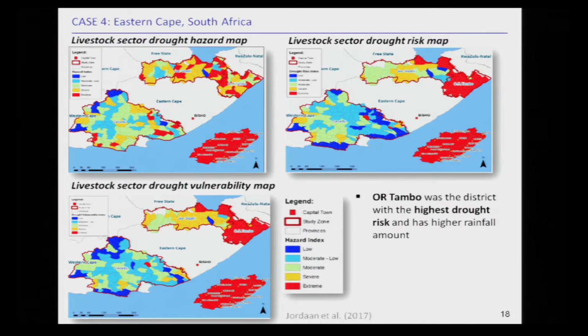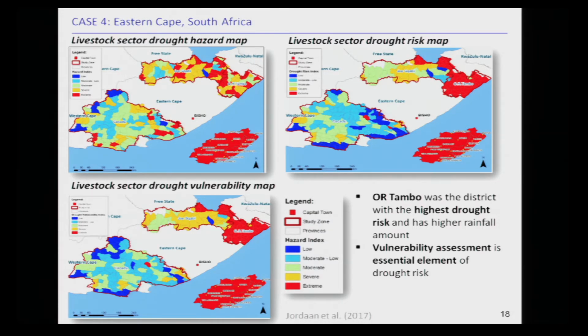So this highlights the problem that drought hazard assessment could actually be misleading for decision makers if used solely. At the same time, we can see that vulnerability assessment is an essential element of drought risk. Without vulnerability assessments, the information that we have from the drought analysis is not complete.